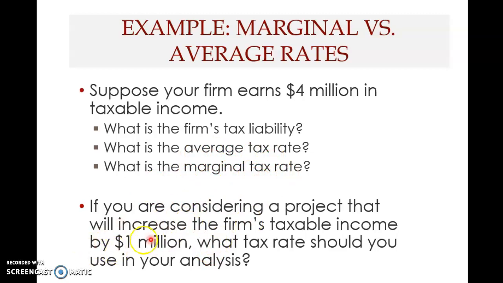Why? Because 1 million plus this 4 million means your taxable income will be 5 million. So on this $1 million of additional income, you will pay the marginal tax, not the average tax. Even though the average tax and the marginal tax in this particular example are the same, 34% of this 1 million will be paid as taxes. Therefore the 34% marginal tax rate is relevant.